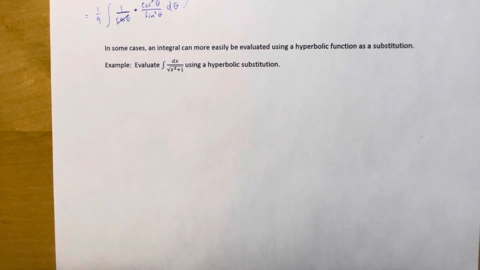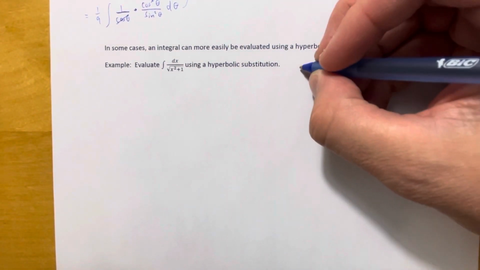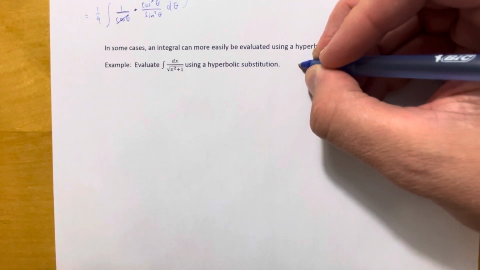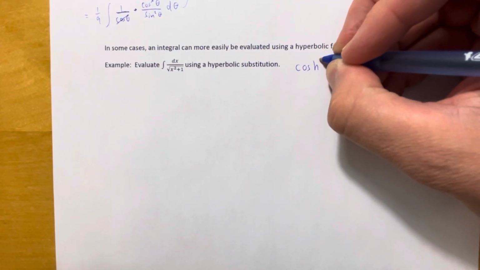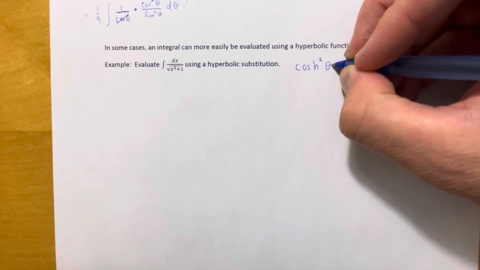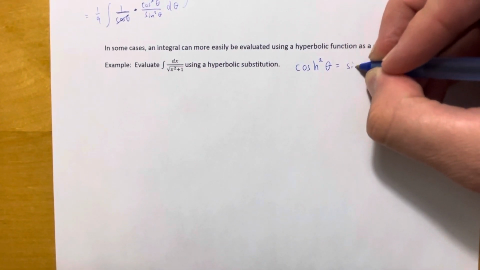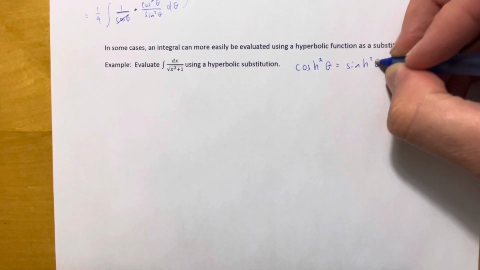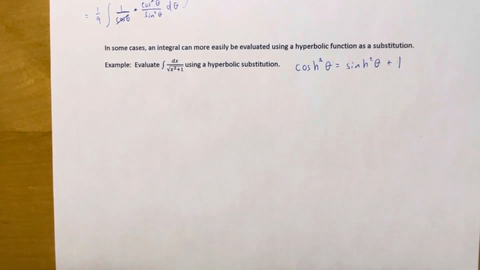But we want to see what an alternative approach could be, and that's going to be using a hyperbolic function. So if you remember your hyperbolic trigonometric functions, the sinh, cosh, tanh, those functions have their own sets of trig identities. And the relevant hyperbolic trigonometric identity here is this one. Cosh squared of theta is equal to sinh squared of theta plus 1.